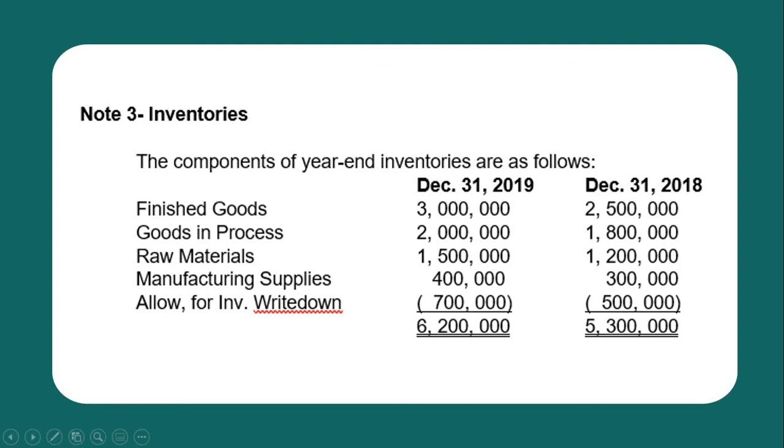Now, in the statement of financial position, inventories in the current assets will only show a total amount of 6,200,000 for December 31, 2019 and 5,300,000 for December 31, 2018 if it is a comparative financial statement. But here, in the notes to financial statements, the total is broken down. So this includes finished goods inventory, goods in process, raw materials, manufacturing supplies, and the allowance for inventory write-down. So that is how it is done in the notes to financial statements.